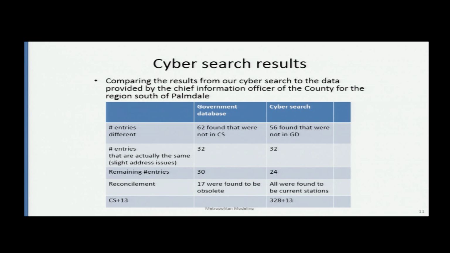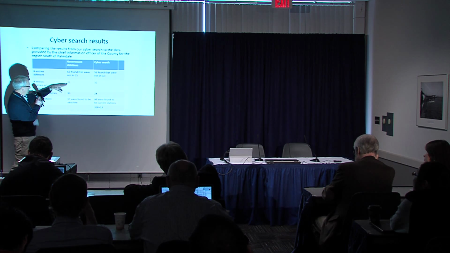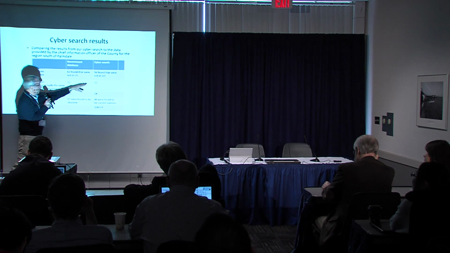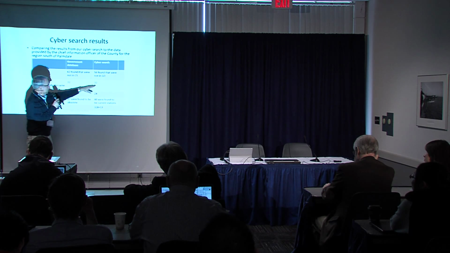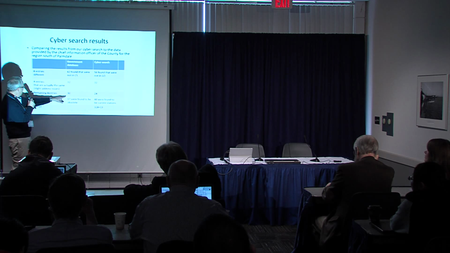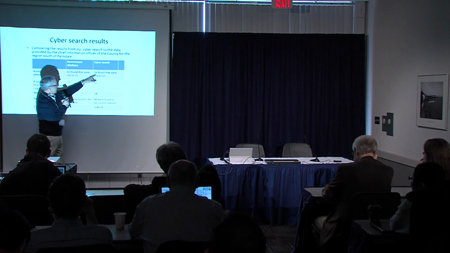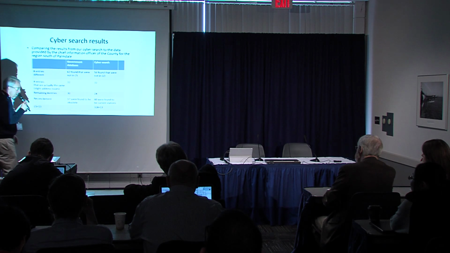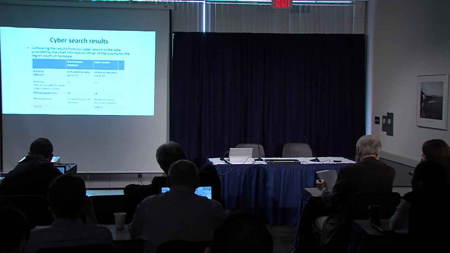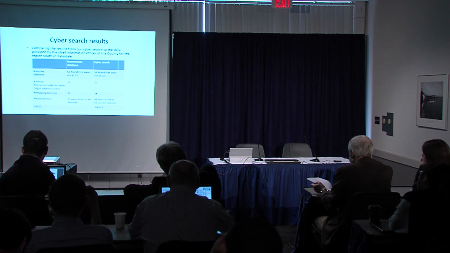Now, we compared entries, and we found out that there were slight address issues. There are 62 stations not in the cyber search. There were 32 that were actually in the cyber search based upon addresses, so that left a remaining number of entries of 30. And the same thing here, 56 minus 32 is 24. So we have to resolve these two differences of 30 and 24.